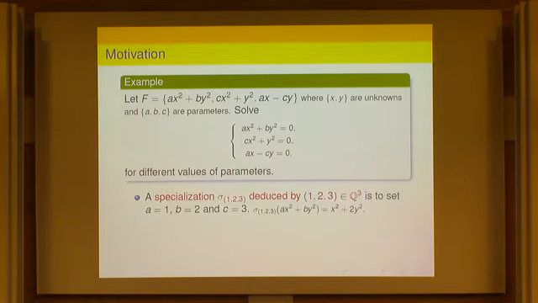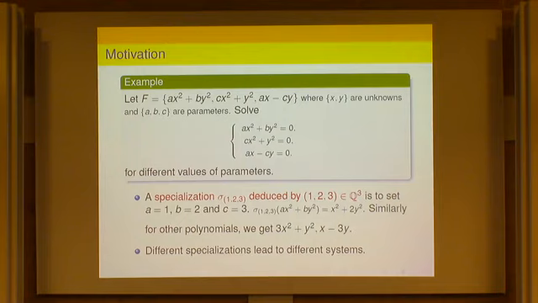So for example, a could be 1, b could be 2, and c could be 3, and so the first equation becomes x squared plus 2y squared, the second one becomes 3x squared plus y squared, the third one becomes x minus 3y, and you can find solutions. You want to basically find all possible solutions for all possible parameterizations.